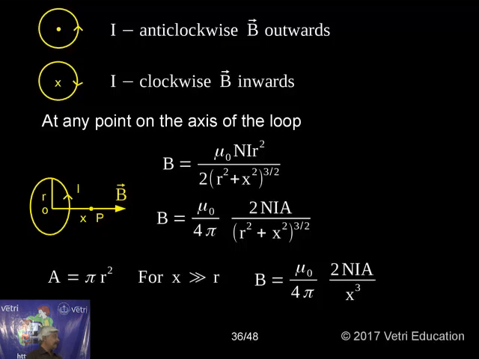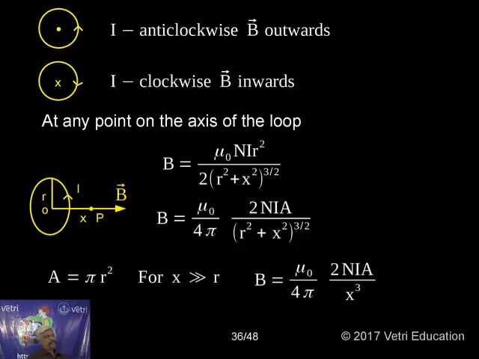We can find out the magnetic induction at any point on the axis of the loop. I have considered a circular loop. This is the axis. So I consider a point P at distance x from O. What is the magnetic induction at P? The value B is equal to mu naught N I R square by 2 into R square plus X square whole power 3 by 2, where R is the radius of the coil.